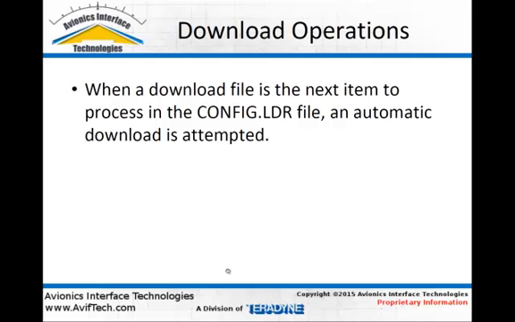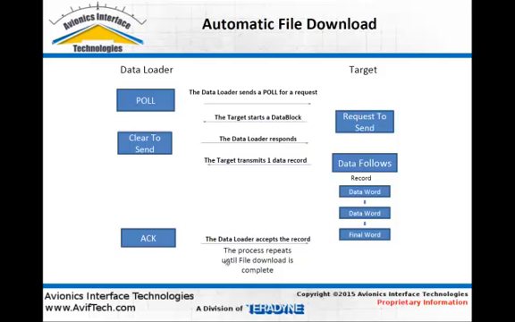As I said, we can also do download operations, so we can pull data files down from the target to the loader. We'll go through a message sequence of what goes on when the download operation occurs. This time, instead of sending repeatedly a request to send message, the data loader will send repeatedly and at a regular rate a poll message on the bus. And when the target is ready to send the file to the data loader, he will respond with a request to send to the poll.